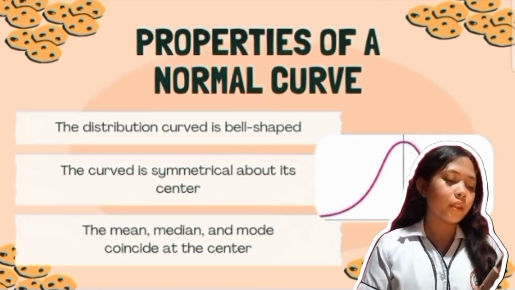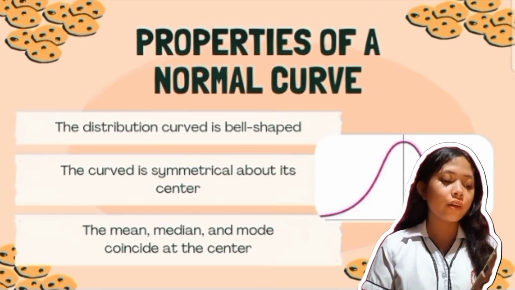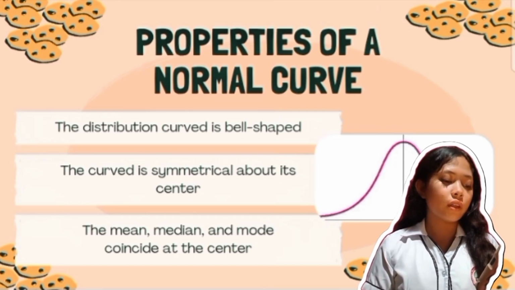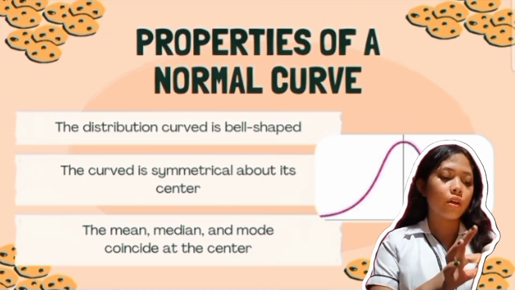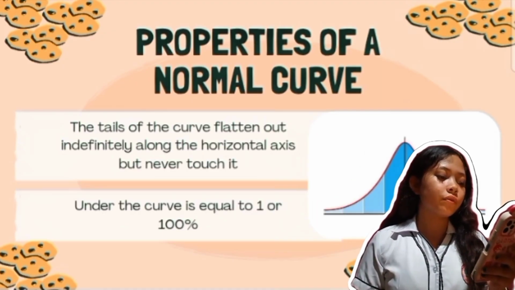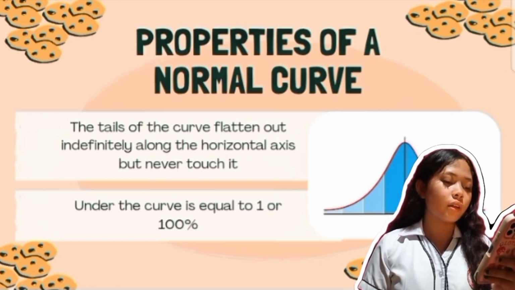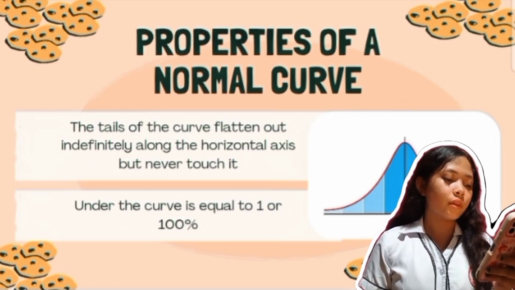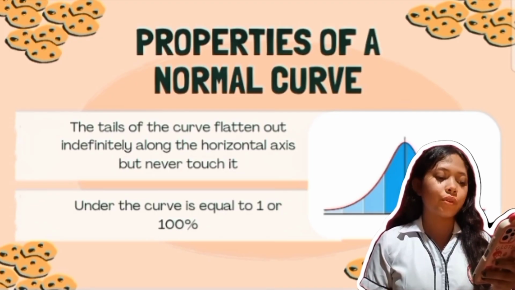We have properties of a normal curve. The distribution curve is bell-shaped. The curve is symmetrical about its center. The mean, median, and mode coincide at the center. The tails of the curve flatten out identically along the horizontal axis but never touch it. The area under the curve is equal to 1 or 100%.